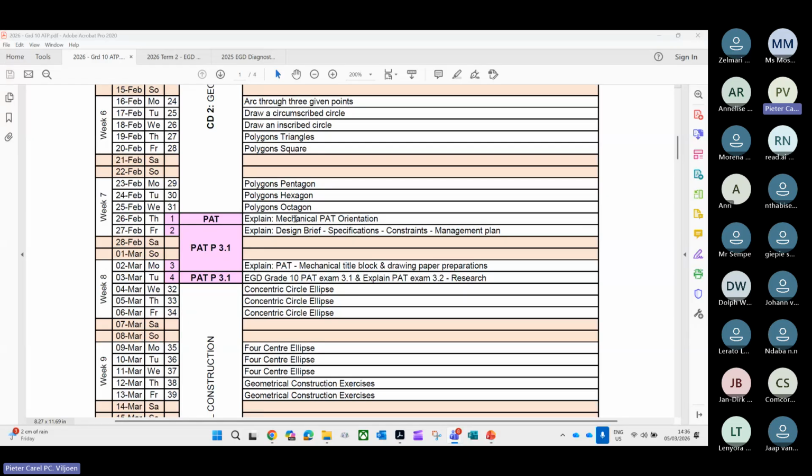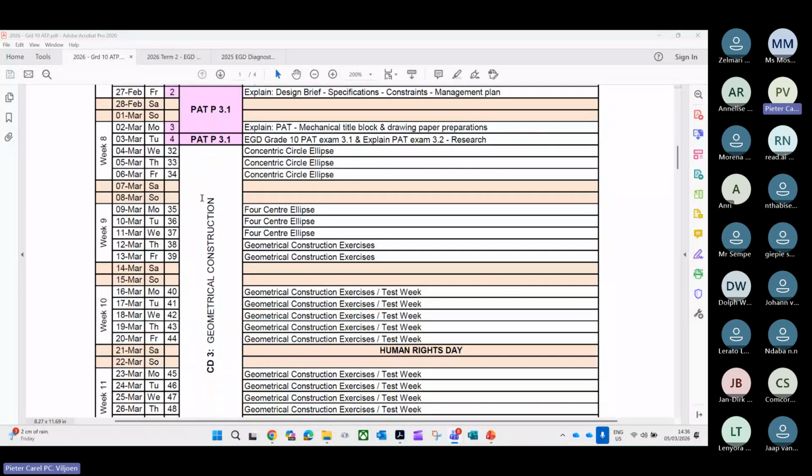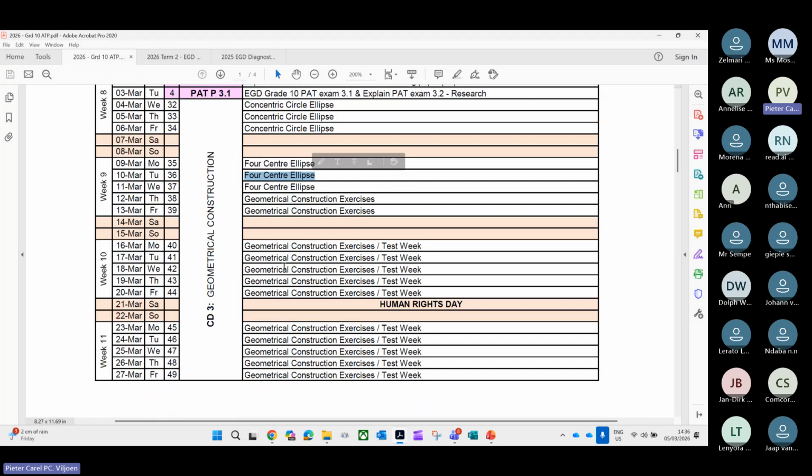I believe most of you have started with the PAT already, and the PAT exam, like I said, I'm explaining it very clearly to you. And then, of course, still continuing with geometrical constructions, it is basically the ellipse. There are 2 different types of constructions of the ellipse: concentric circle. It can also be the foci center ellipse. And then there are a lot of exercises involved with that.